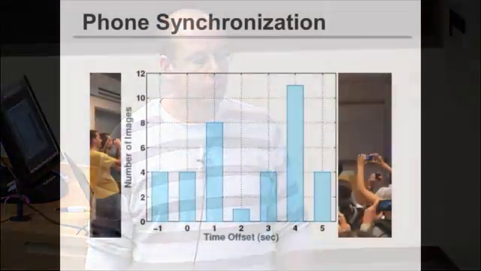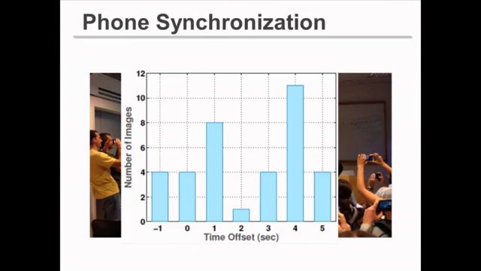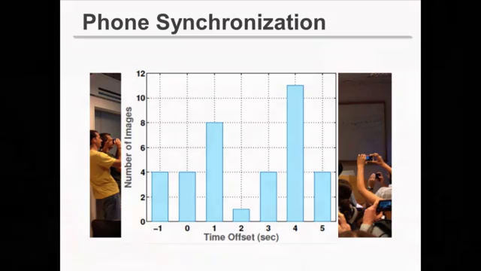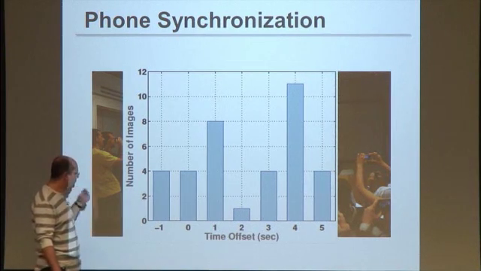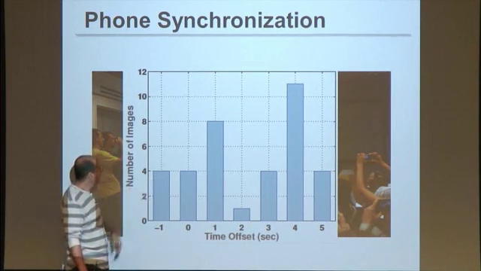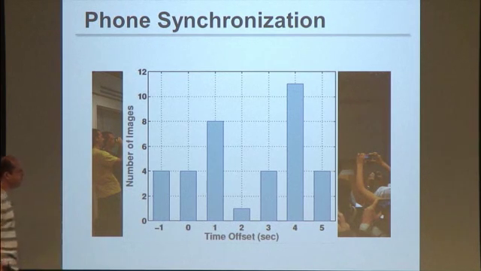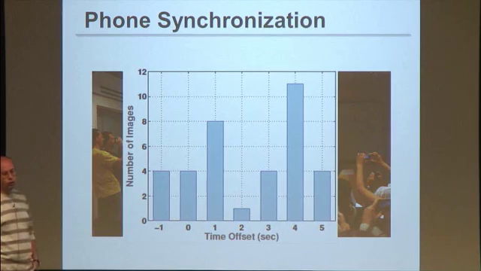And this is the histogram of the times that you get. This is the time offset, and this is the number of people that took an image at this time offset. So there is a total of 40 images, I think, here. A couple of things to notice here. The range is about 6 seconds. So if you're talking about a dynamic event, 6 seconds can be, depending on the type of event, quite a lot. That's problem number one.